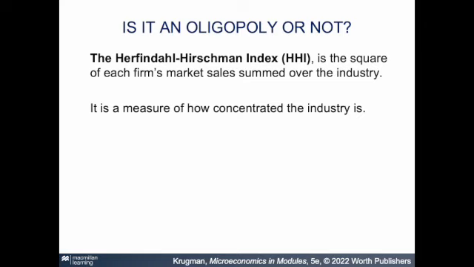20. Is it an oligopoly or not? The Herfindahl-Hirschman Index, HHI, is the square of each firm's market sales summed over the industry. It is a measure of how concentrated the industry is.